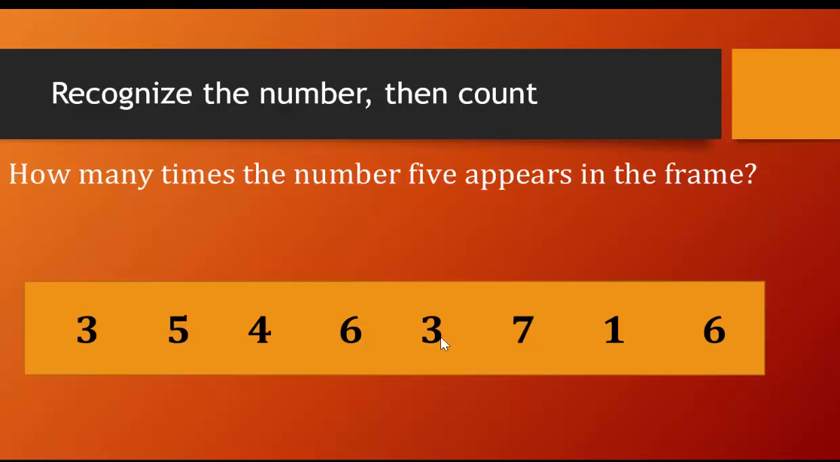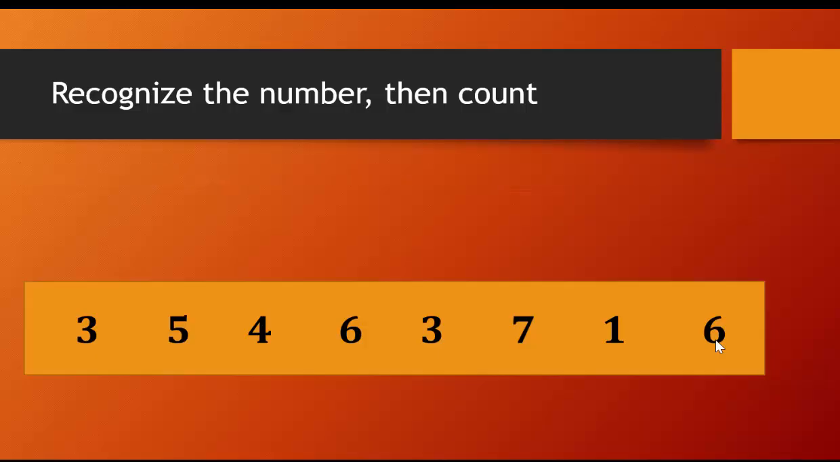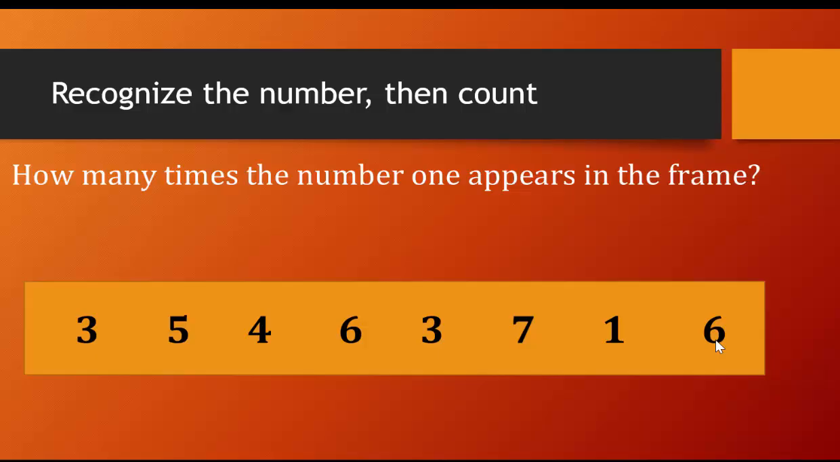Next question is how many times the number 5 appears. So they can have a look at the frame and identify 5 here, and it appears just once. Next question is how many times the number 6 appears. So they will search for the number 6. We have one here, another here. So it is twice. So 6 appears 2 times. Next question is how many times the number 1 appears in the frame. Then they can see 1 is here and is just only 1 time.